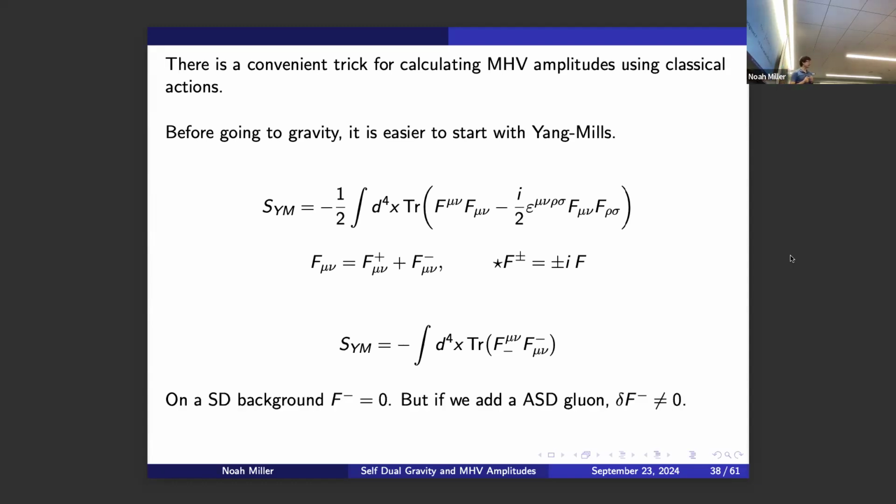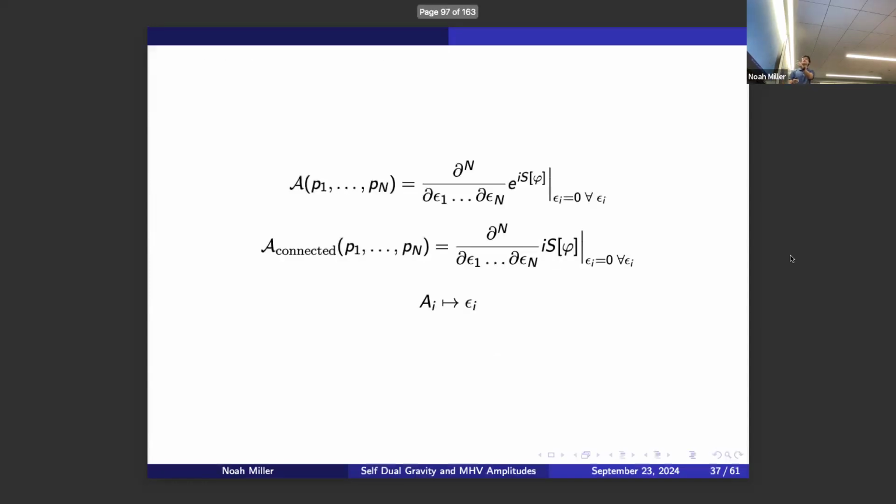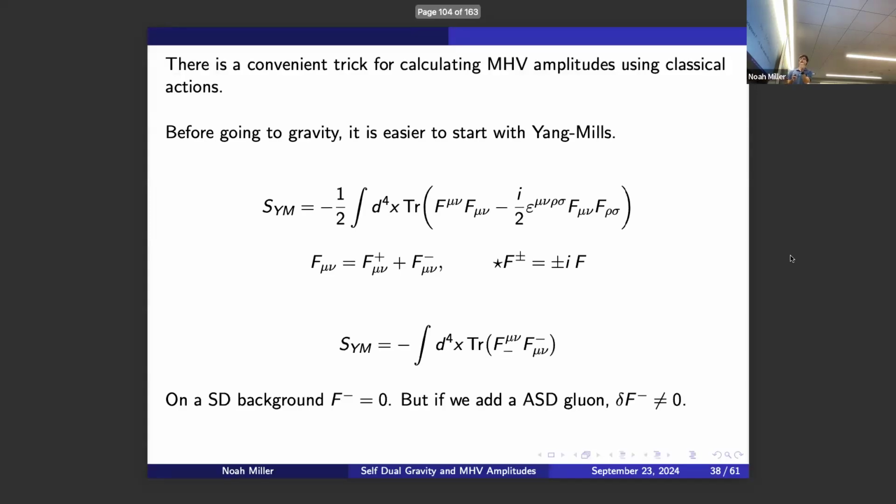So on a self-dual background, the anti-self-dual part of F is 0. But if we add one anti-self-dual gluon, then F minus won't be 0. It'll be some tiny amount corresponding to the anti-self-dual gluon we added on top. Right, so if we want to compute the action and differentiate, two of these epsilons will be the anti-self-dual gluons. And this is why you need two negative helicity gluons to get a non-trivial amplitude at tree level, because one wouldn't cut it: you have one epsilon here and then the other one would be 0. But if you have, let's say, epsilon i and epsilon j corresponding to the i and j anti-self-dual gluons, then you'll get a non-zero answer.